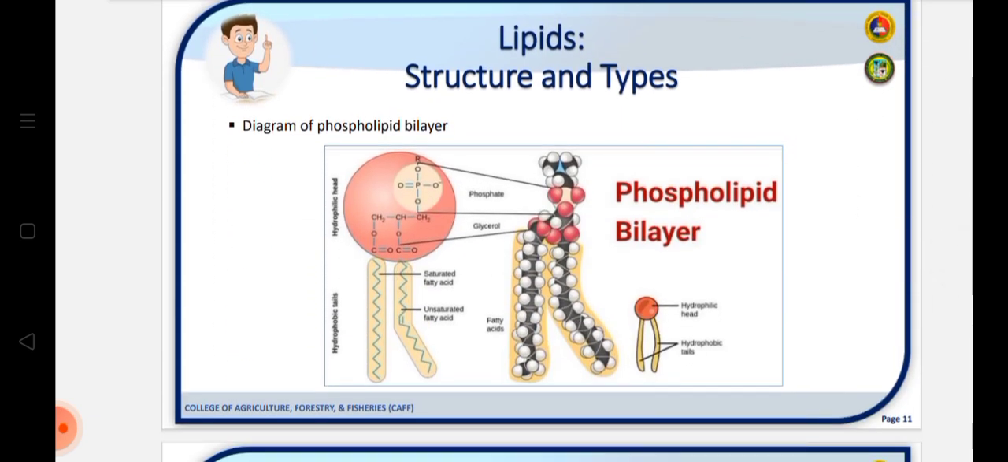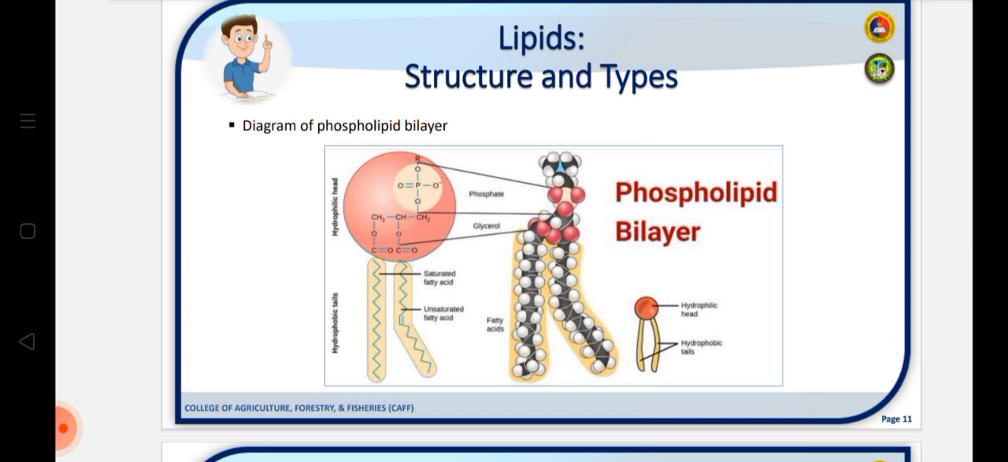This is a diagram of a phospholipid bilayer. So, let's take a closer look at the structure of phospholipids, which are known to be the building blocks of the plasma membrane. Their unique chemical properties allow them to form the bilayer that surrounds all cells. Phospholipids are known to be amphipathic molecules.